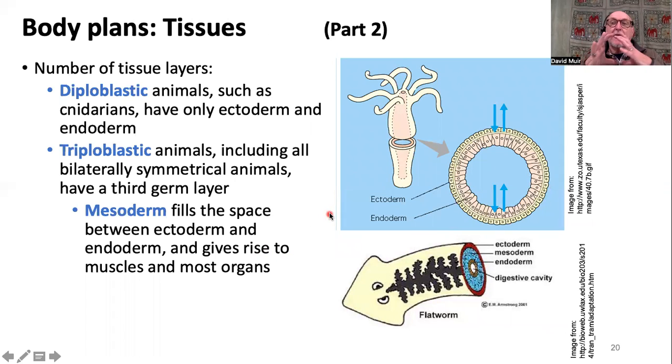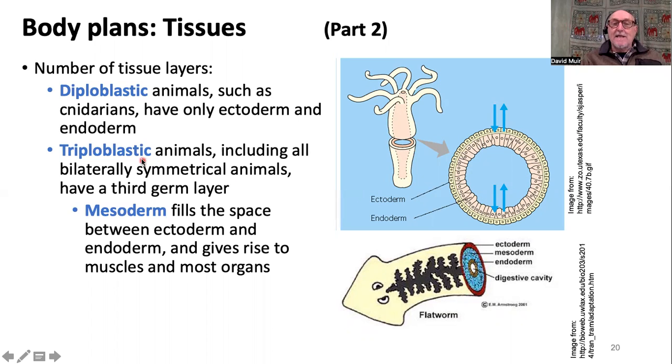So the animals with two layers are called diploblastic animals. And Hydra is a typical example. Here's a cross-section of Hydra. And you can see here the ectoderm, and then here is the endoderm. And in between the two, there is no other tissue layer. There may be a jelly-like layer. That's what makes the jelly of the jellies, and that's called the mesoglea.